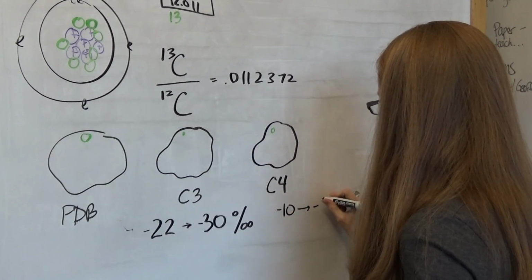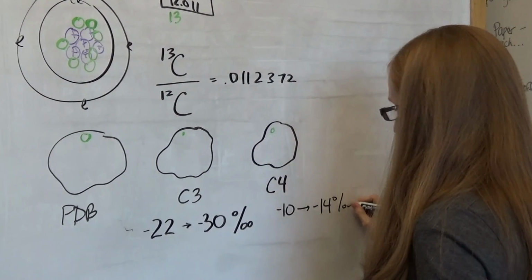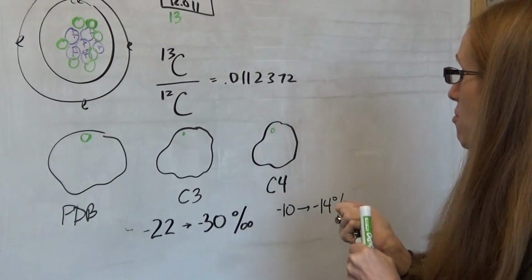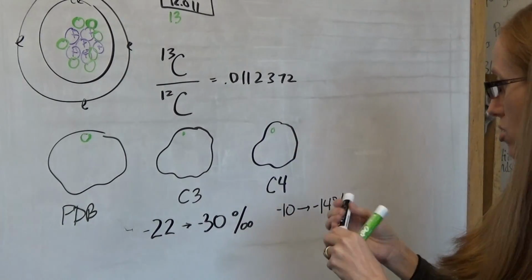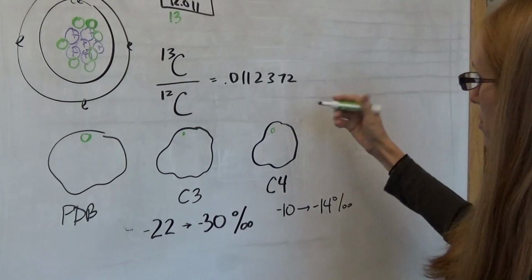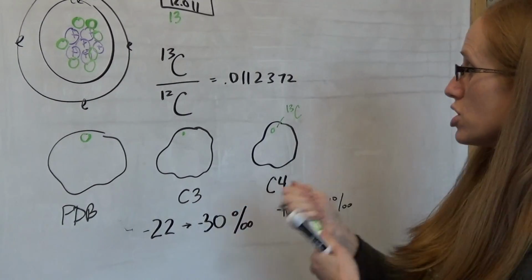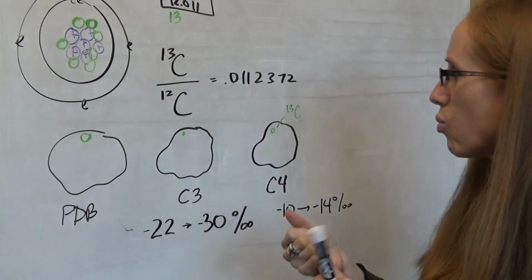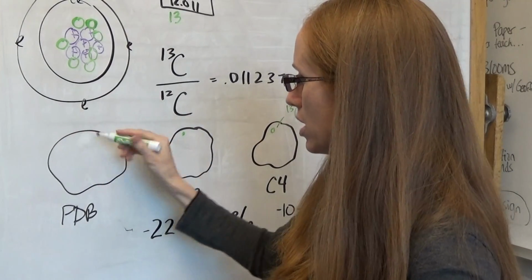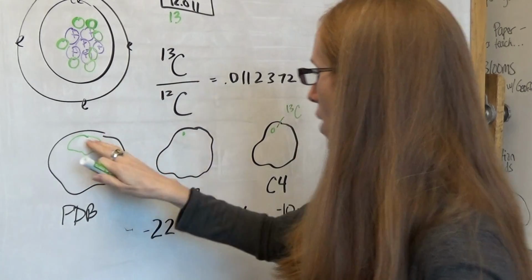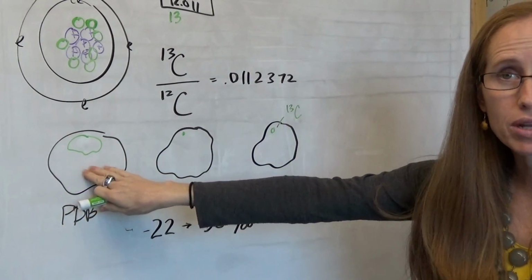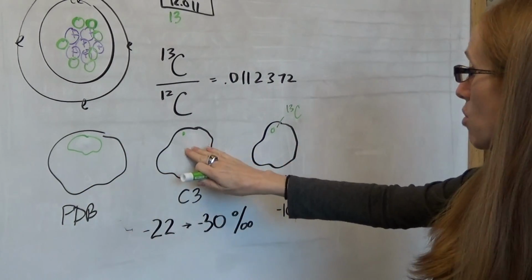-10 to -14 per mil. So they have more of the carbon-13 than the traditional C3 plant, and still way less. In fact, this should probably be even bigger. So way less than what a marine fossil, our standard, has, but they have more than these guys.